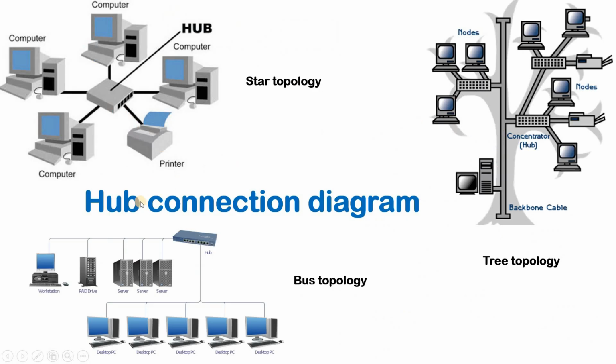Here we can connect the hub through several kinds of connection diagrams. We can name those connections by their appearance. You can see here the PCs, the printers and the hub are all connected as a star model.